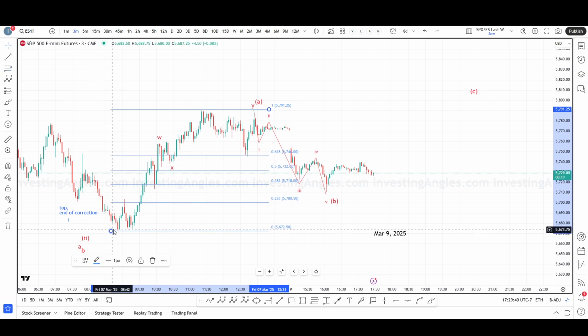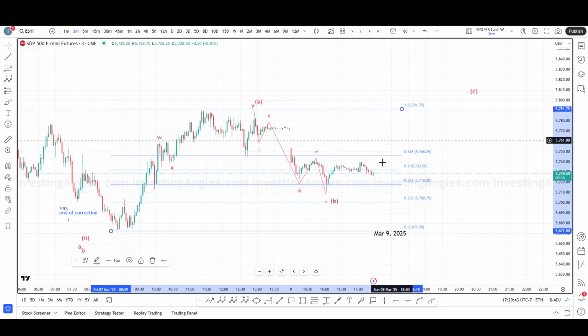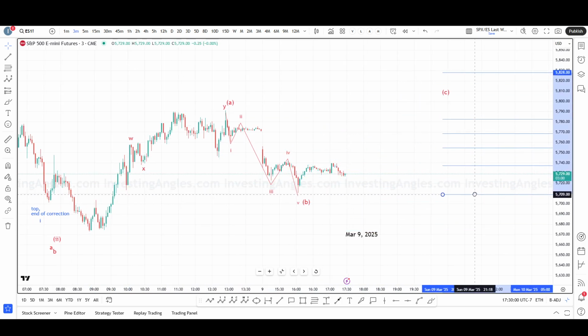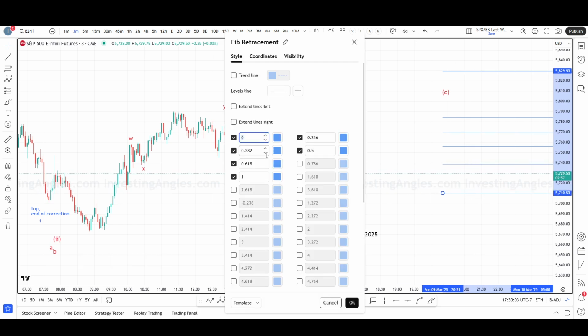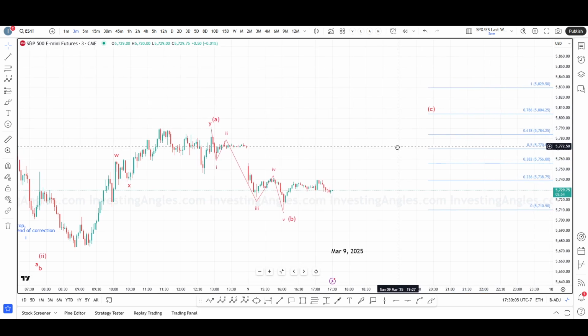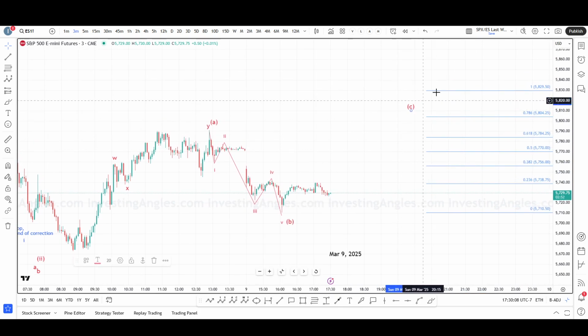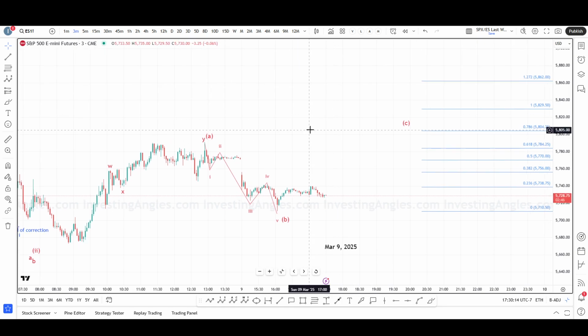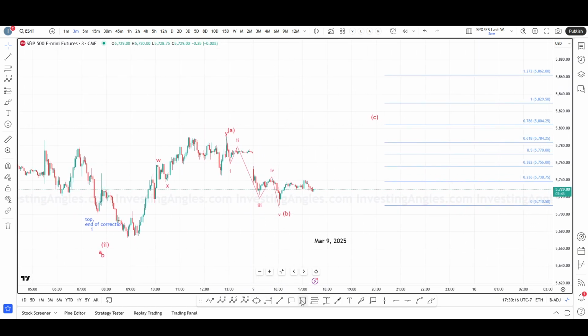So this is the length of wave A. Now we have wave B potentially retraced 62%, which is absolutely ideal for this type of wave. And now we can project potential targets for wave C. So I would expect wave C somewhere here, maybe a little bigger here. So this would be the perspective if this wave develops as an impulse.